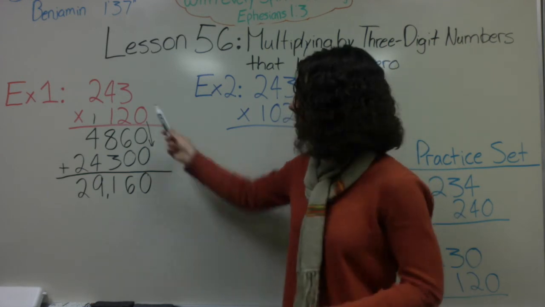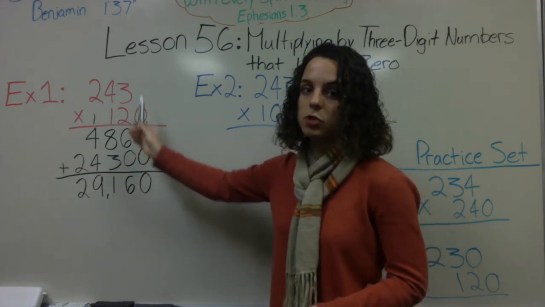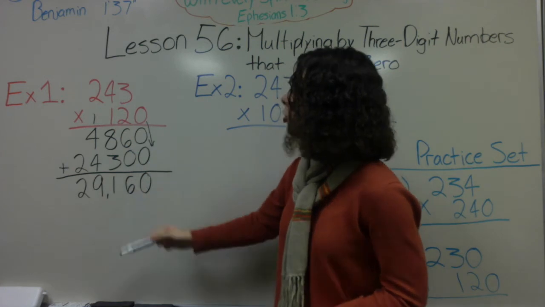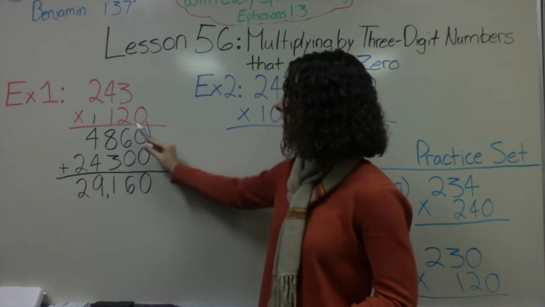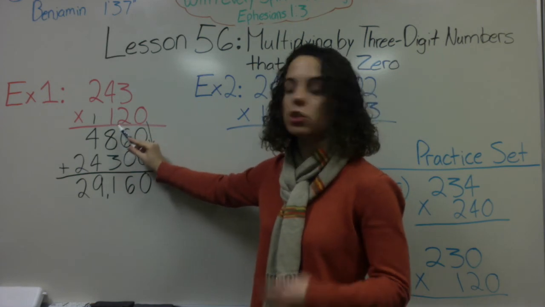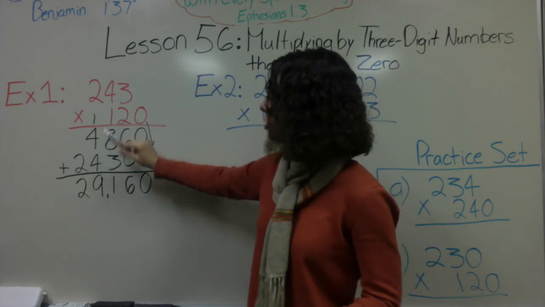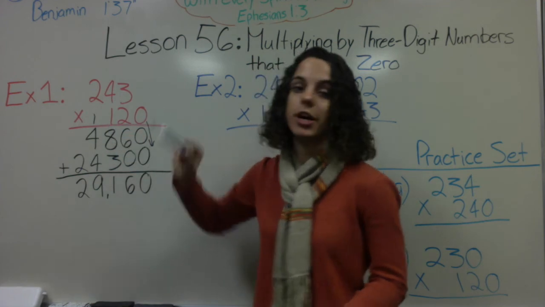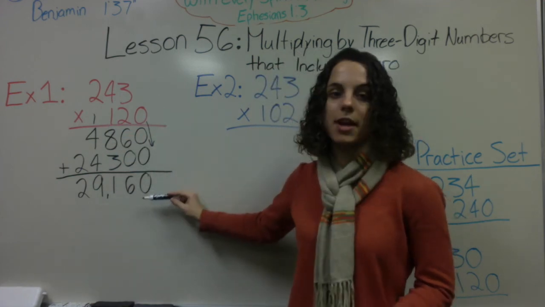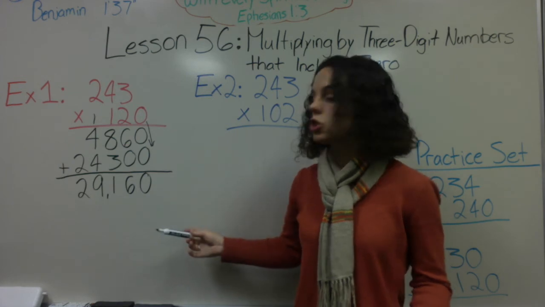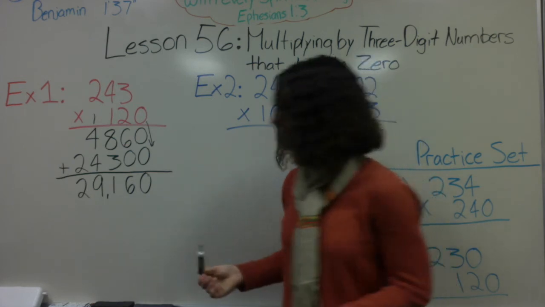Now, what I would say is that if you're more comfortable with breaking it apart, just continue to break it apart. You just don't have to do the 0 times 243 because it's still 0. You can do 243 times 20, since in 120, the 2 has a value of 20, and 243 times 100, and then add the products together, and you still will get the same answer. So whichever way you choose to do it is up to you.